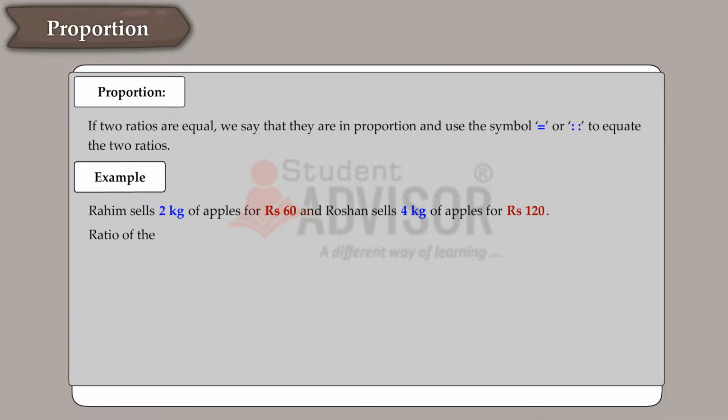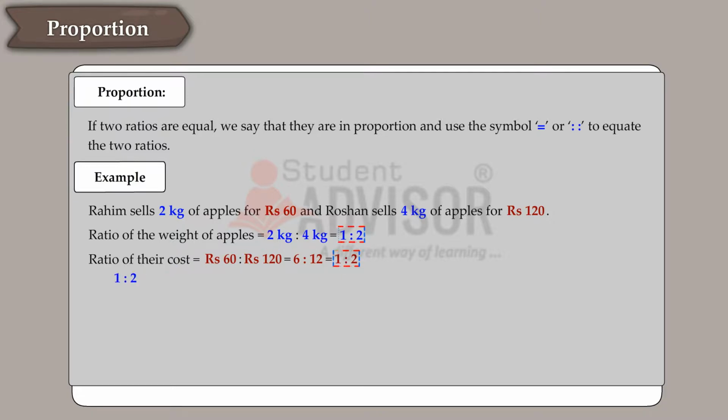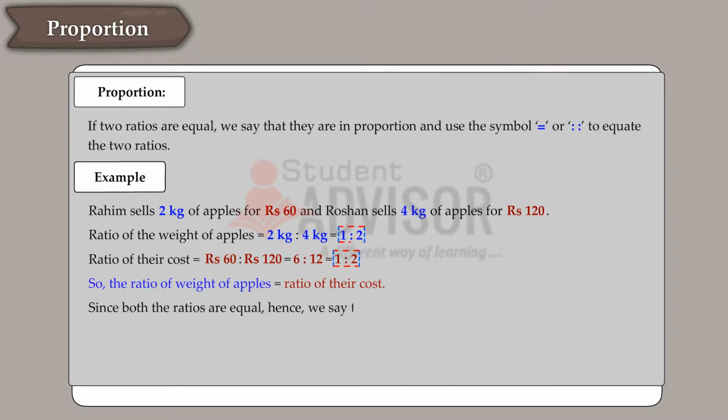Ratio of the weight of apples is equal to 2 kg is to 4 kg, which is equal to 1:2. Ratio of their cost is equal to 60 rupees is to 120 rupees, which is equal to 6:12, which is equal to 1:2. So, the ratio of weight of apples is equal to the ratio of their cost. Since both the ratios are equal, hence we say that they are in proportion.